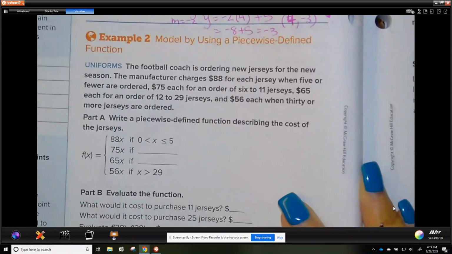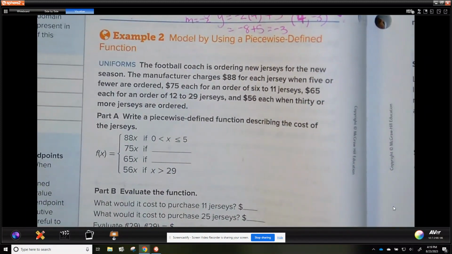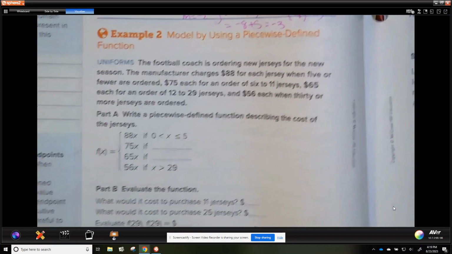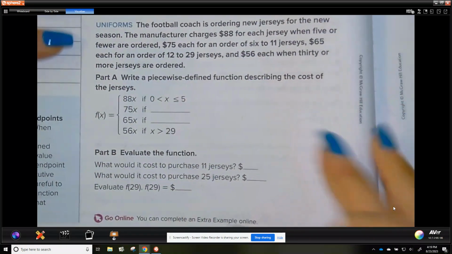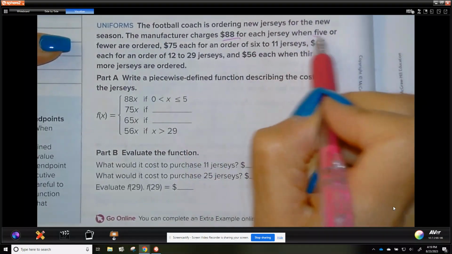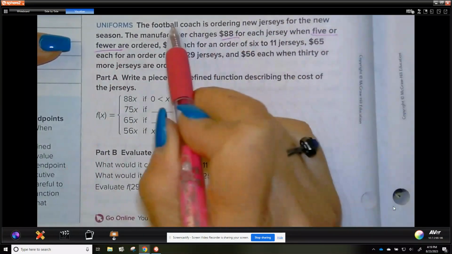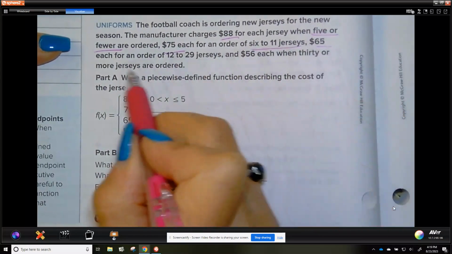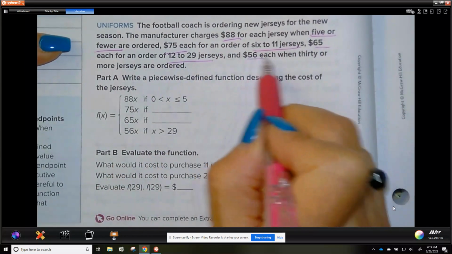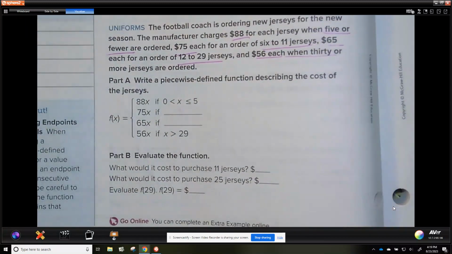Example 2. With the videos again, you could fast forward, you could rewind, you could watch it slow, you could watch it fast. You could adjust how you watch these. So this is $88 when you get 5 or fewer jerseys. The football coach is buying jerseys. $75 for 6 to 11, $65 for 12 to 29, and $56 for 30 or more.